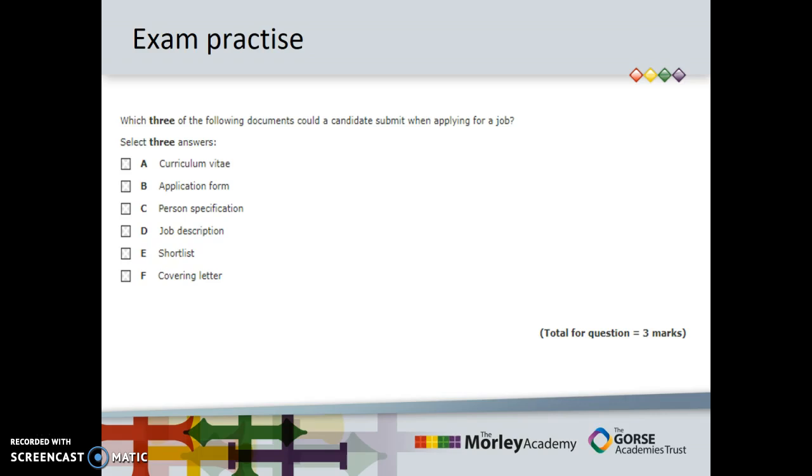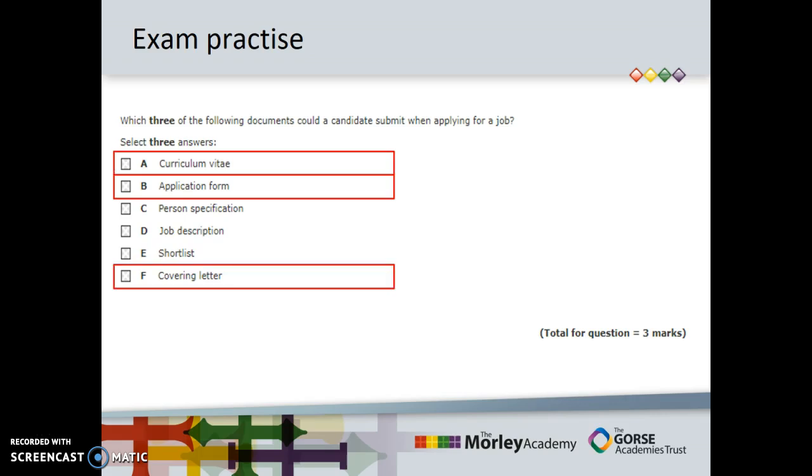Okay, hopefully you've had a chance to have a look at this. 3 documents: curriculum vitae, many of you may have been doing them recently. Application form, you have to fill one of them up to try and get the job. And a covering letter which goes with your CV and your application form when you send them in. Person specification and job description are the things that the employer creates in order to make the decision, but it is not something that the candidate has to do.